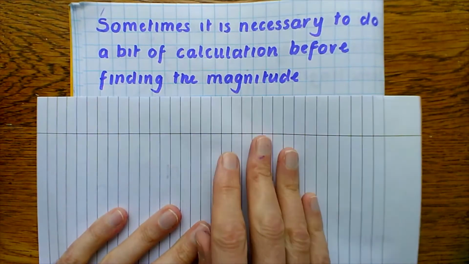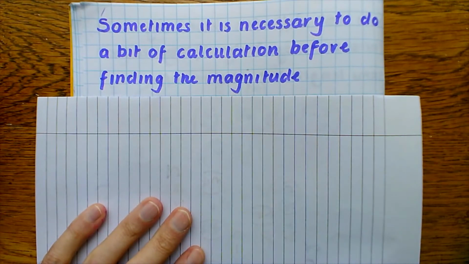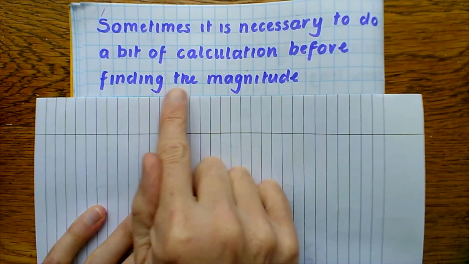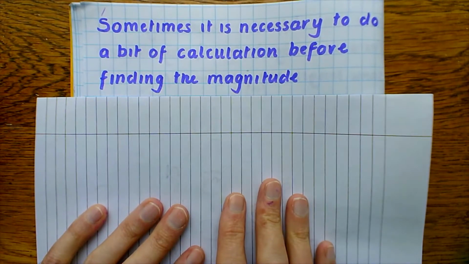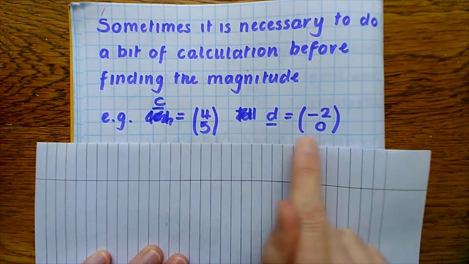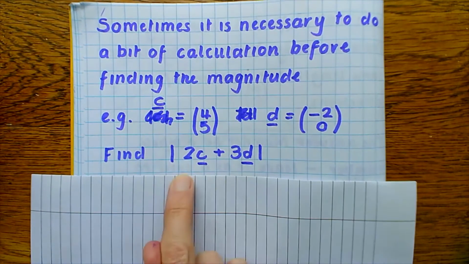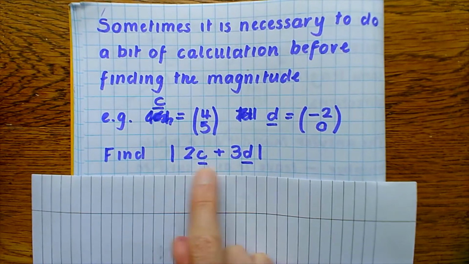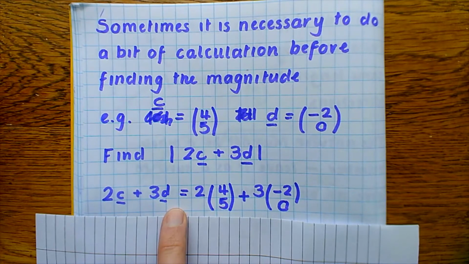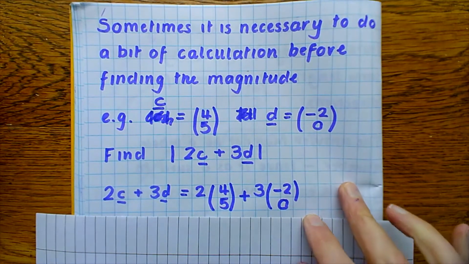Now I would like to look at something that's a fairly typical exam question. So we're back to the notes jotter, just continuing this note. Sometimes it is necessary to do a bit of calculation before finding the magnitude, and I'll show you what I mean. So the vector C is this, the vector D is that, and the question is find the magnitude of 2C plus 3D. So what we have to do is work out what 2C plus 3D is first.